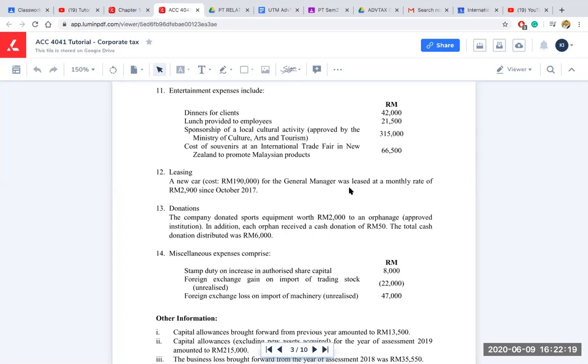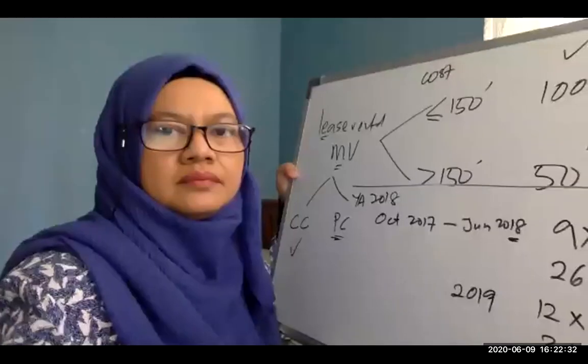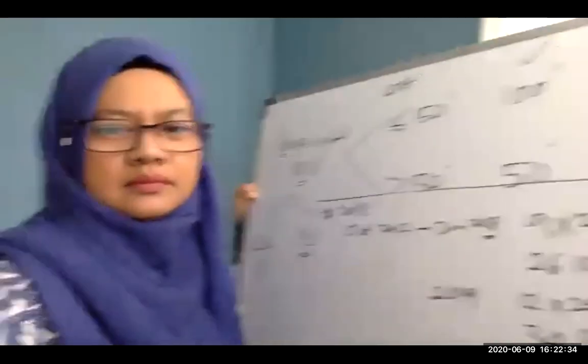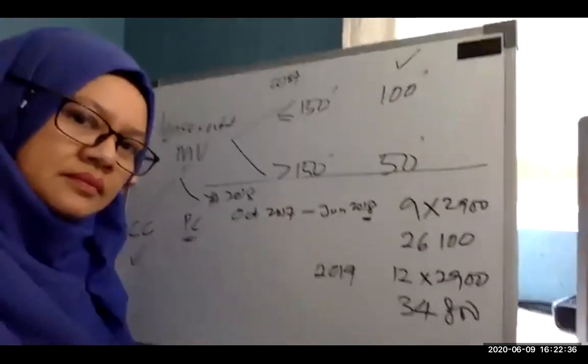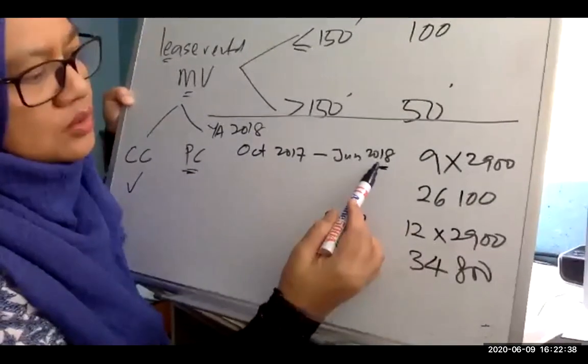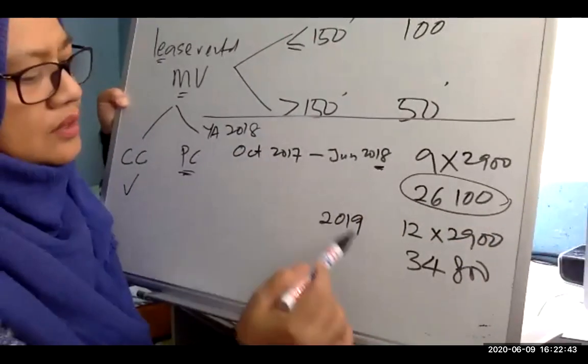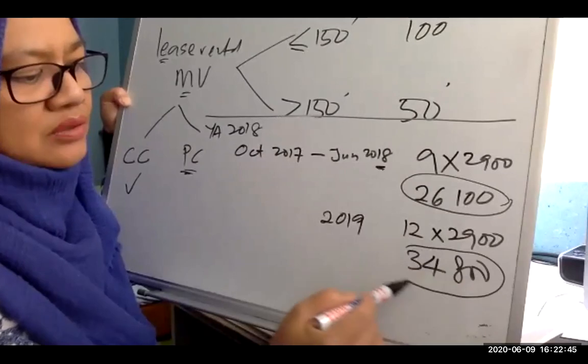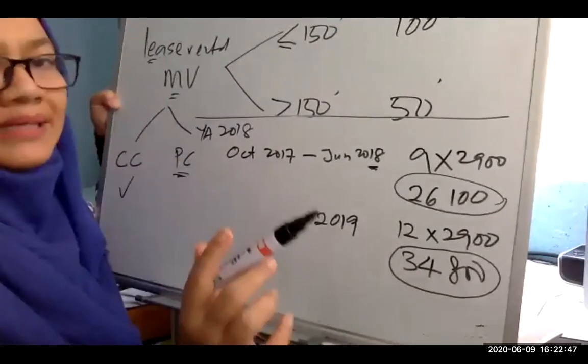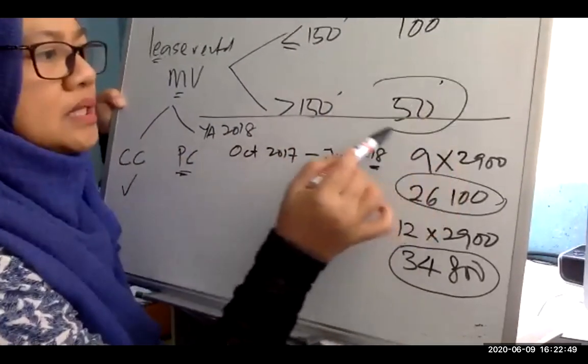And then from 2019, 1 year kan? How much? 12 times 2,900 berapa? 34,800. Okay. So how you do is that you tengok. Okay, year 2018, you pay 26,100 and 2019, you pay 34,800. How much the company allow? Company allow total of 50,000.